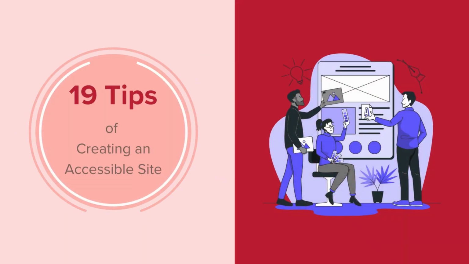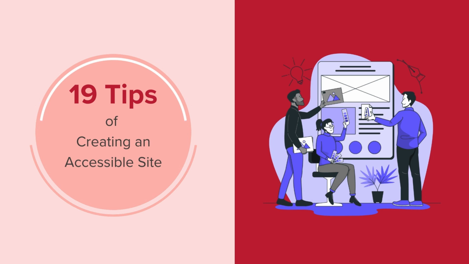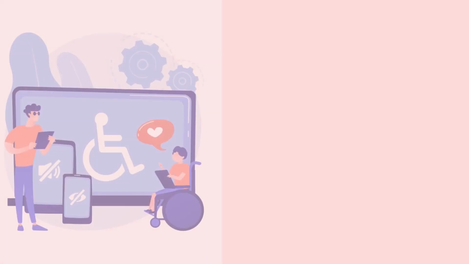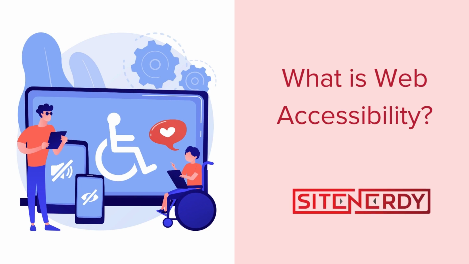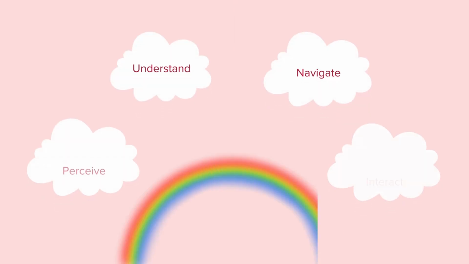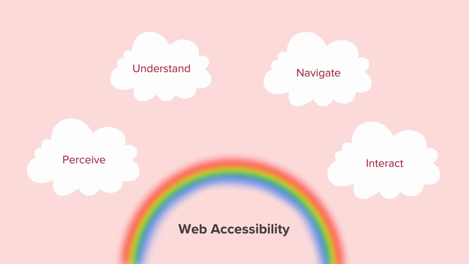Today we'll guide you on how to make your website accessible to everyone. Here we have compiled 19 tips to help you achieve this. First of all, let's begin by knowing what web accessibility is. Web accessibility ensures that websites are designed in a way that they are friendly for people with disabilities. It aims to make online content easy to perceive, understand, navigate, and interact for all users.